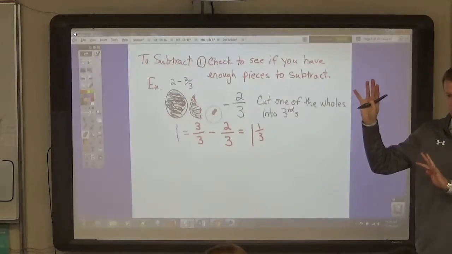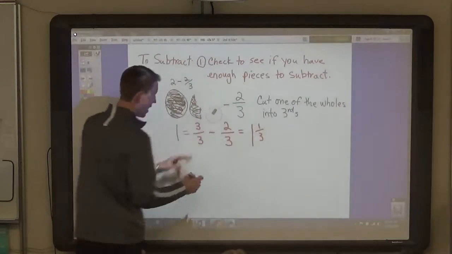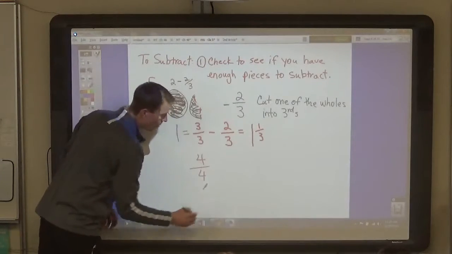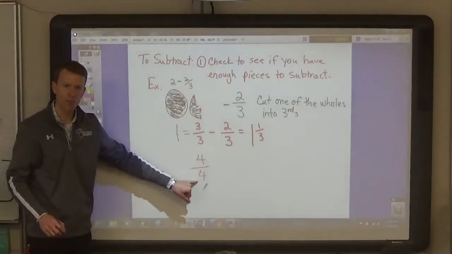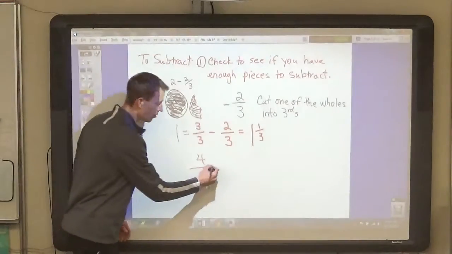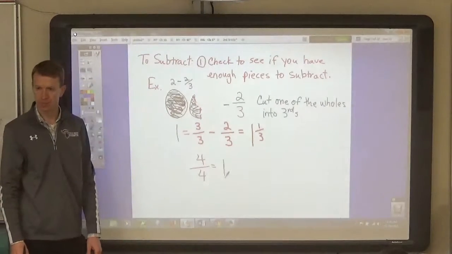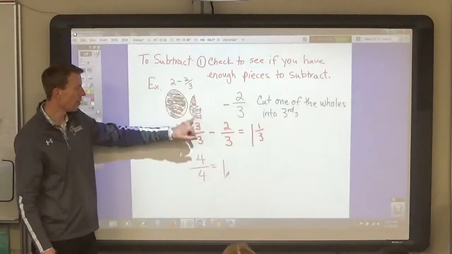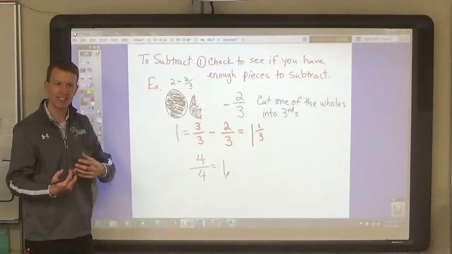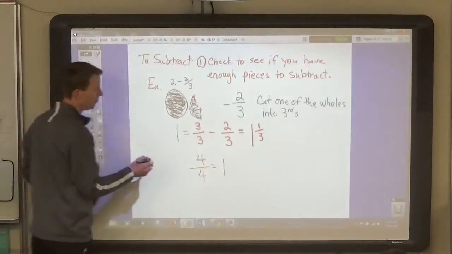4/4 is 1 whole. 5/5 is 1 whole. Anytime you have a number written over itself, 4 out of 4, 3 out of 3, 5 out of 5, it equals what? Melina? 1 whole. Yep. So we rewrote this number as 3/3 instead of 1, so that we could take away some of the pieces. Okay? Let's practice another one of these.